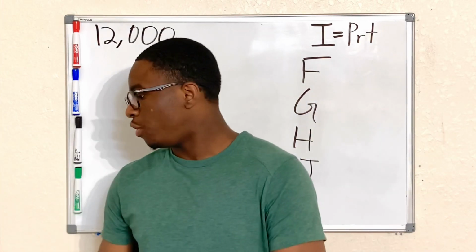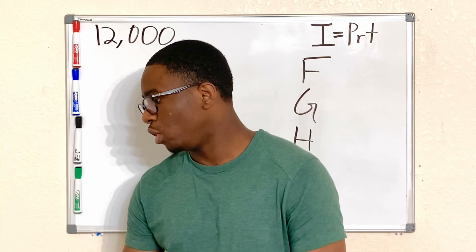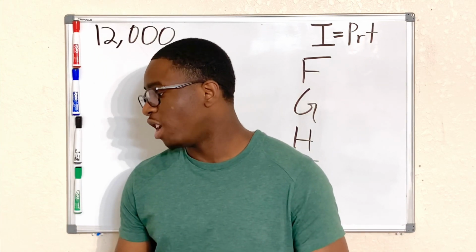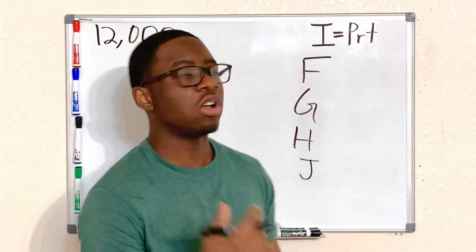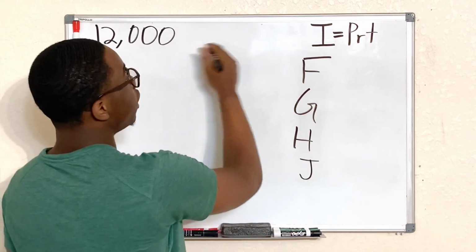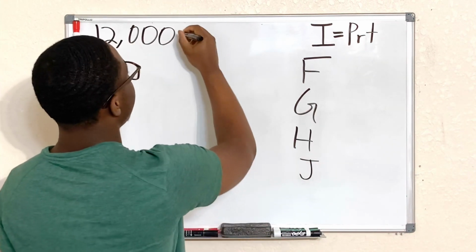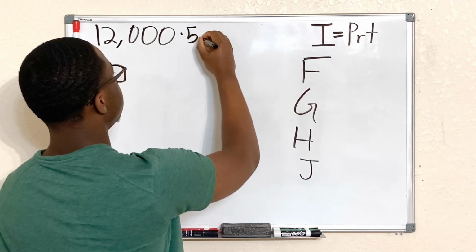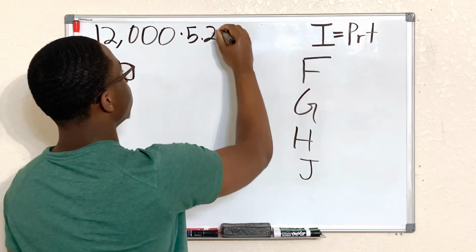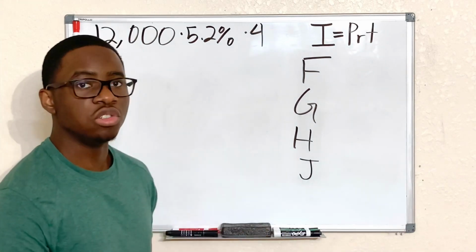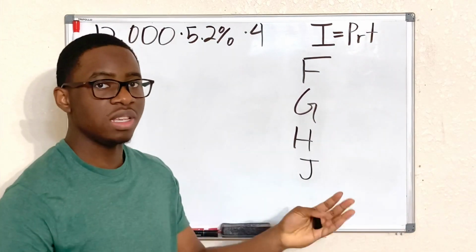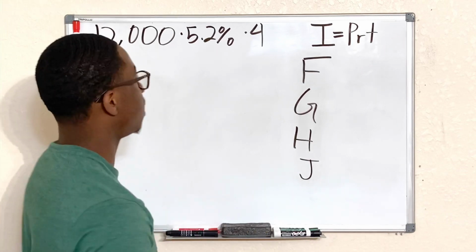For answer choice F, we are given a 4-year loan with a 5.2% annual simple interest rate. I'm going to go ahead and write that down. We have a 4-year, that's our time, and we have 5.2%, that's our annual interest. 5.2% times 4. Before I continue, I just wanted to let you know that there's another way to calculate this if you're not comfortable with percents.